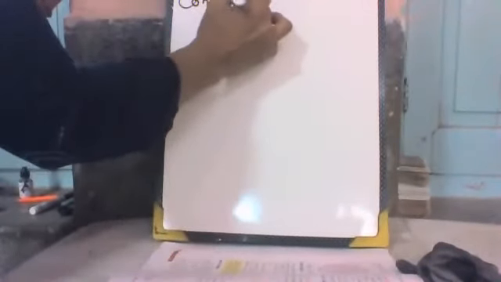Now, the word coming here is compound. A compound is a pure substance made up of two or more elements. It is a pure substance made up of two or more than two atoms.